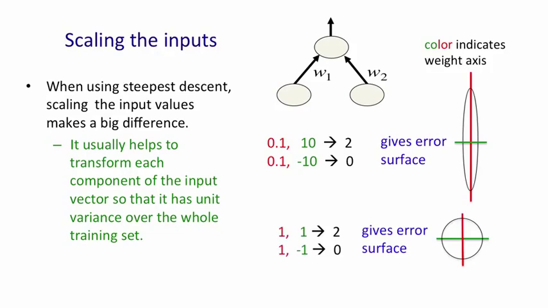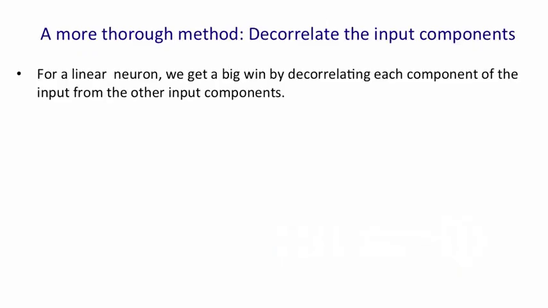If we simply change the variance of the inputs, just rescale them, make the first component 10 times as big and the second component 10 times as small, we now get a nice circular error surface. Shifting and scaling the inputs is a very simple thing to do. There's something a bit more complicated that actually works even better because it's guaranteed to give you a circular error surface, at least for a linear neuron.